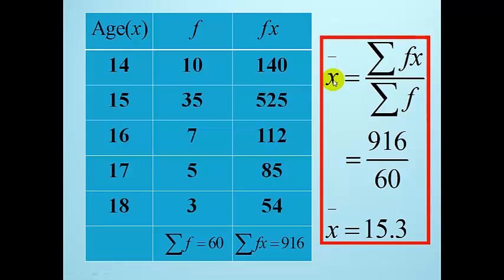So we know that the mean from the frequency table is given by summation fx divided by summation f. From the table, summation fx is equal to 916, and summation f is equal to 60. Therefore, the mean, that is x bar, is equal to 916 divided by 60. And the mean is equal to 15.3. So that is how we calculate the mean from the frequency table.